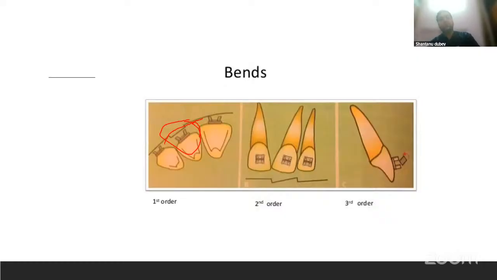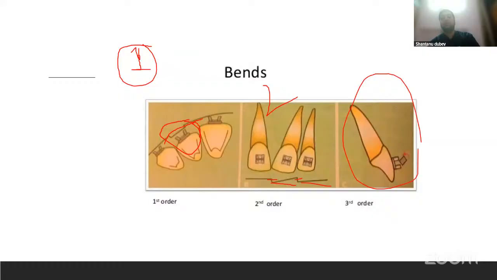So this is there in a single floor. I would say the wire is there in single floors. This is first order bend, in-out bends. Now, here we are looking from the front and we see two different wire levels here, here, and again here, and then again here. So two different levels, right? So this is second order.